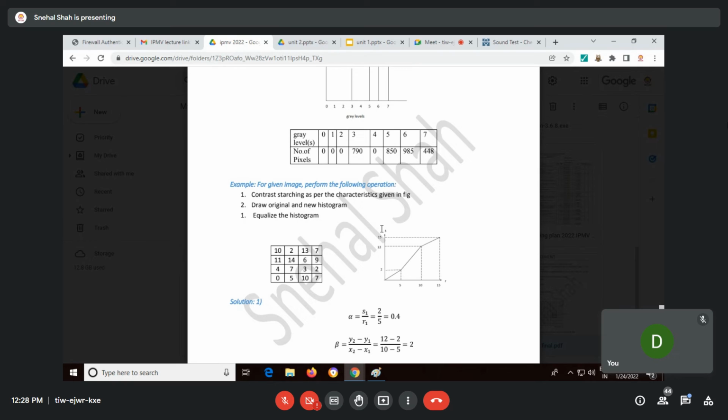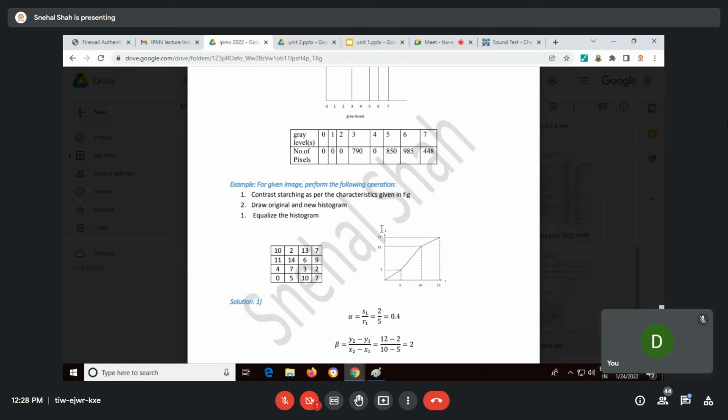So the digital image is given. First you have to find the number of gray levels and then make the table of gray level versus number of pixels, similar to the previous example. So first tell me the value of L minus 1. L is 16, so the gray levels will be 0 to 15.